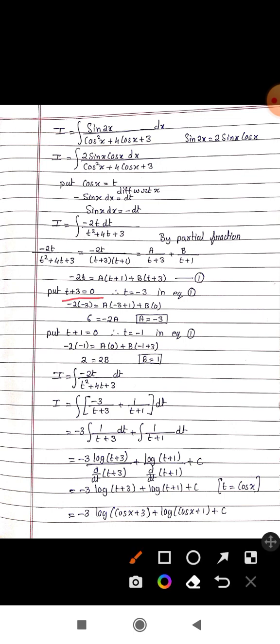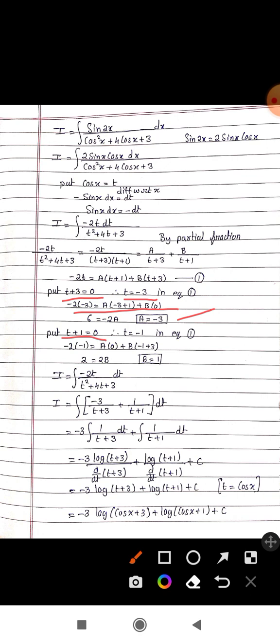Now put t plus 3 is equal to 0. So t is equal to minus 3 in the first equation. So minus 2 times minus 3 is equal to a times minus 3 plus 1 plus b times 0. Solving this, we will get a is equal to minus 3.